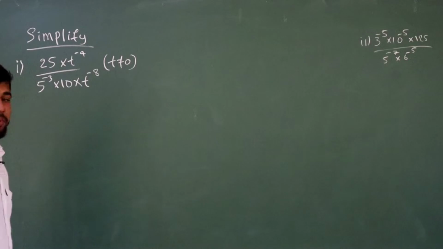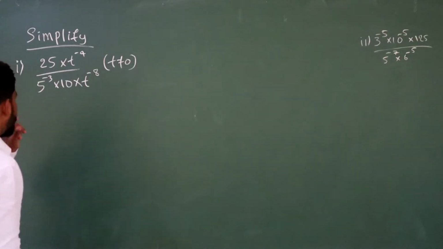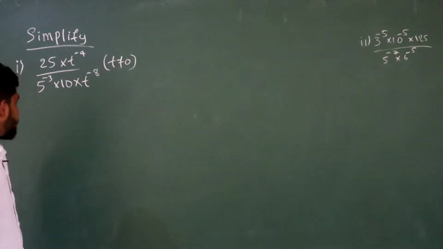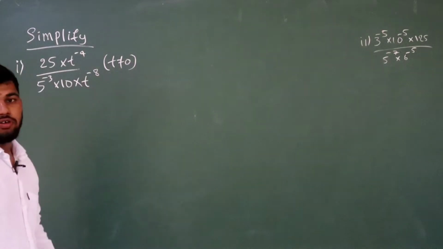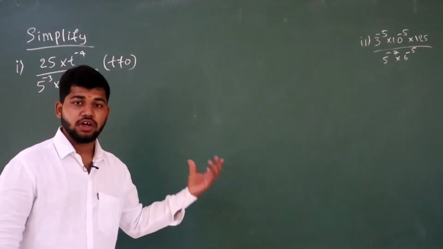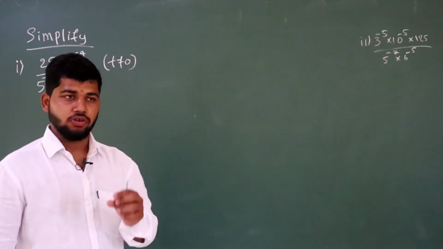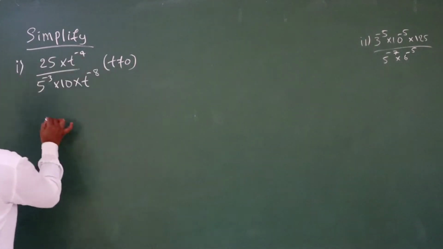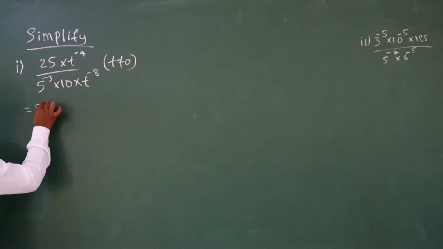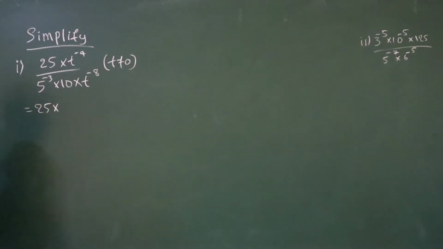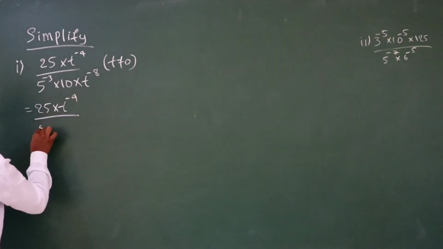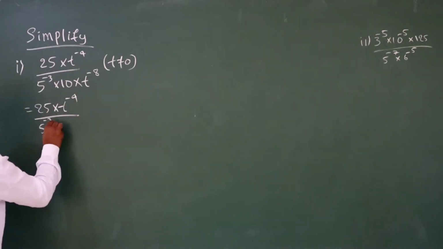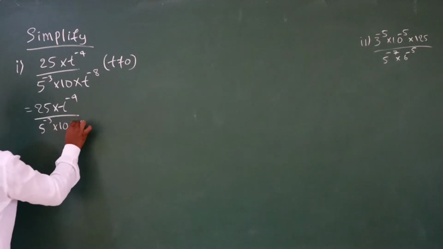25 into t power minus 4 divided by 5 power minus 3 into 10 into t power minus 8, where t is not equal to 0. This is the condition, t is not equal to 0. Now we can write this as 25 into t power minus 4 divided by 5 power minus 3 into 10 into t power minus 8.